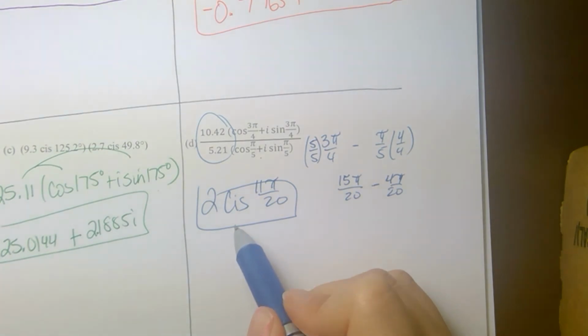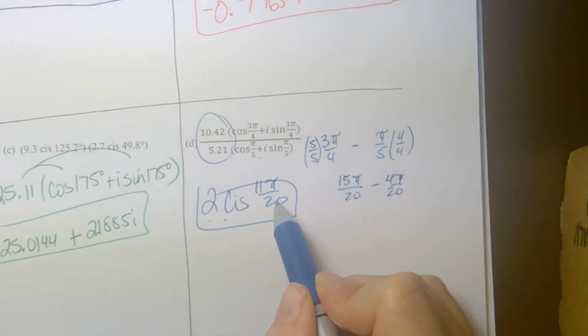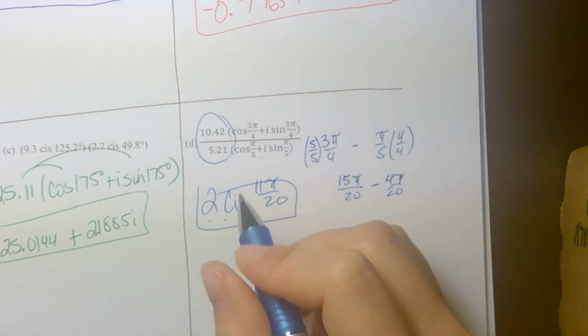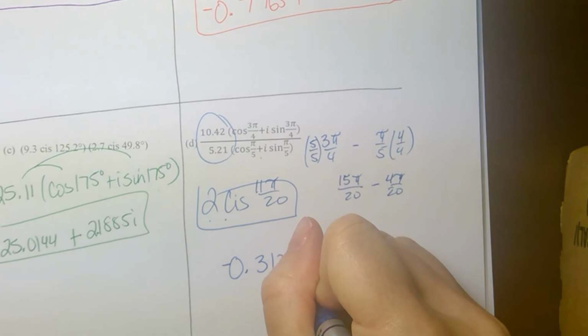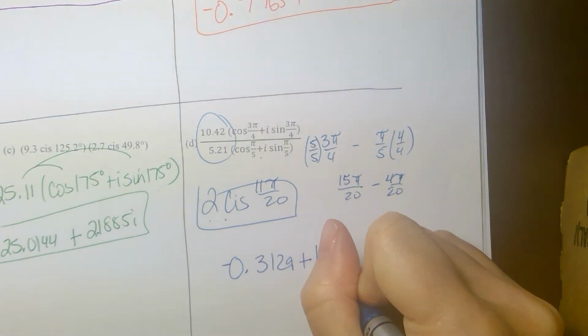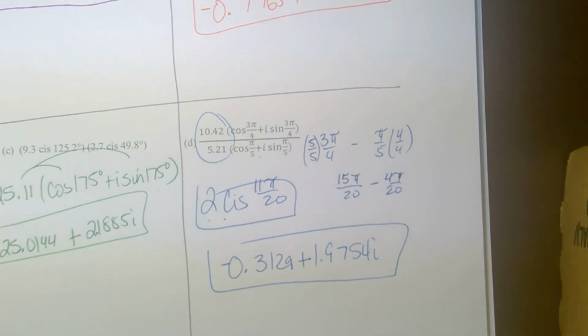I need to find cosine, multiply it by 2, then find sine at that angle and multiply it by 2. I end up with negative 0.3129 plus 1.975i as my complex rectangular form.